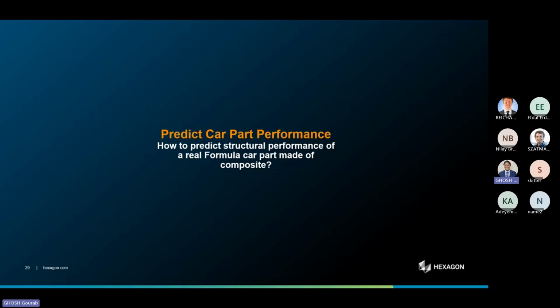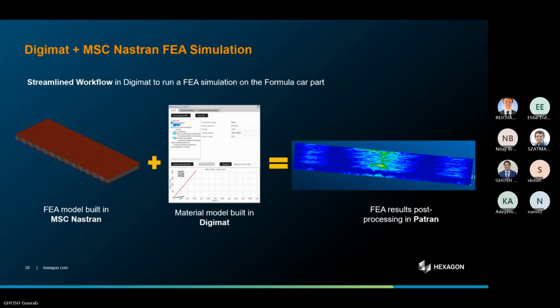Now with that, let's say we have arrived at a point where we have an idea about the material, the layup, the variability, the effect of defects, all those things. And now I am ready to apply this material and the stacking sequence on a real car part, a bigger car part. How do we predict the structural performance of that real formula car part made of composite? Digimat has a streamlined workflow for that.